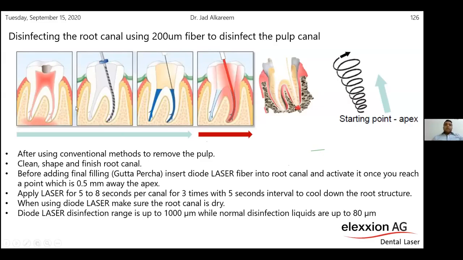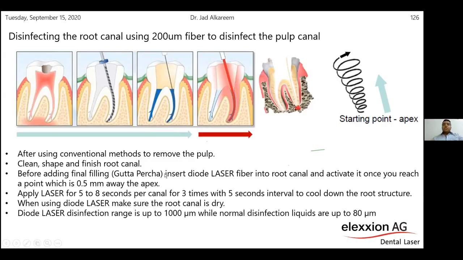You have to clean the canals, remove the pulp, do the cleaning and the shaping, and finally, before applying your restorative material, you insert the fiber until the end of the canal, with the laser totally off. Then you go back a little bit, like 3 millimeters up to 0.5 millimeter away from the apex, and then you apply your laser while you are going out, also in a spiral way, left and right, so you can make sure that you have touched all the walls of the canals from inside.